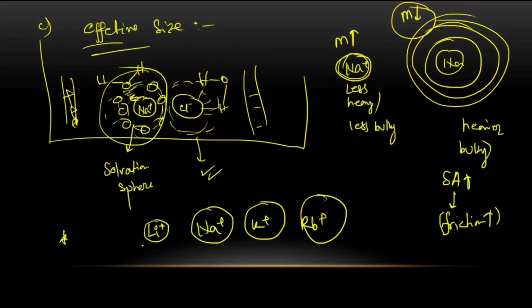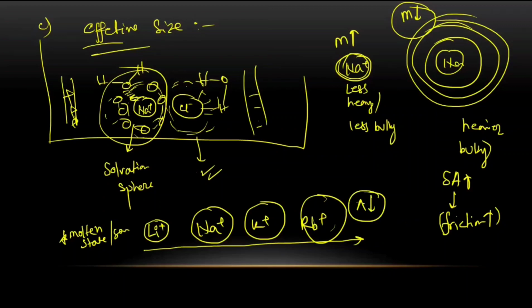Now we know if there is no hydration sphere, if we have taken it in a molten state, meaning no water is there, then the size order is this. So from this point to this point, size increases, in molten state or in gas phase. The size order is this. So this Rb plus has maximum size. Then this rubidium will have the least conductance.